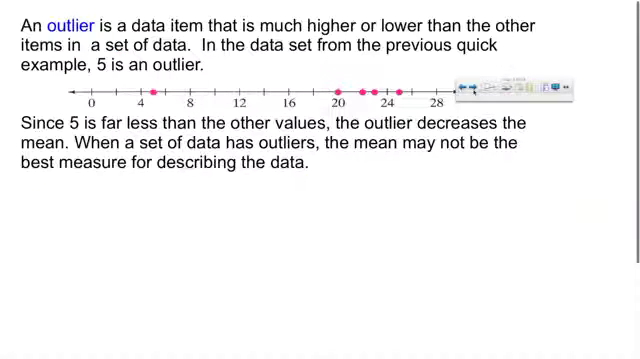So, fast forward to the definition here. Can I get somebody to read the definition? Somebody I haven't heard from yet. Athila? Did I remember it this time? Yes. Can you read this, please? An outlier is a data item that is much higher or lower than the other items in the set of data. In the data set from the previous example, 5 is an outlier. Since 5 is far less than the other values, the outlier decreases the mean. When a set of data has outliers, the mean may not be the best measure for describing the data. Okay.